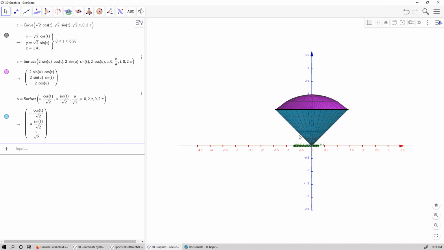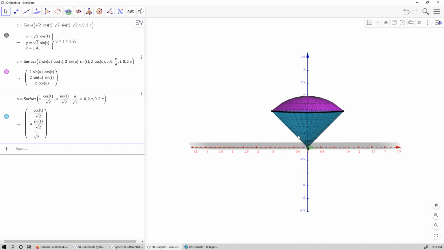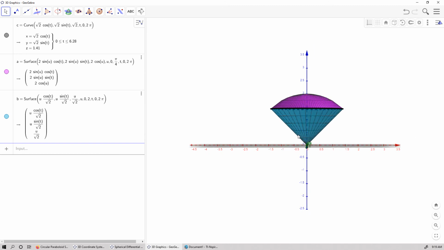Okay, so if we look at it from the side here, we can see the angle of pi over 4 here, and pi over 4 on this side, so the angle between these is a right angle. So you have a right angle at the bottom here. And let's see what else.